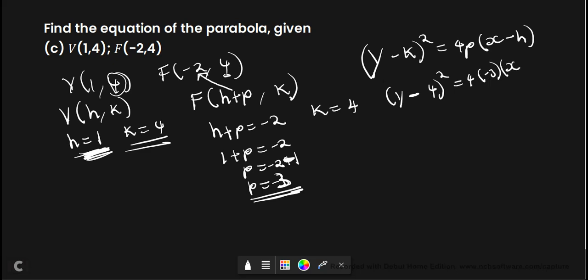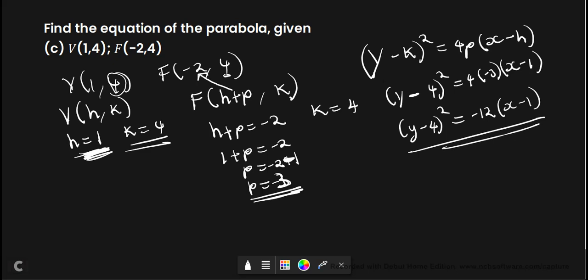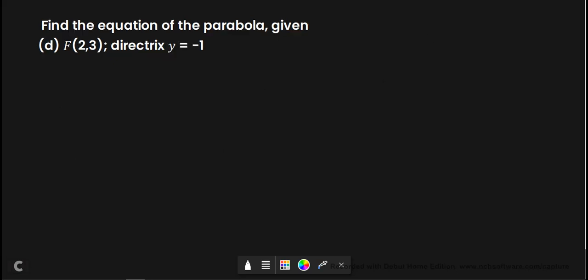Then what's h? h is 1, right? And your answer is this. That is negative 12, x plus 1. So this is your standard equation that we have on the parabola. Clear on that part? So that is the standard equation that we have on the parabola. Now let's go to the second question.